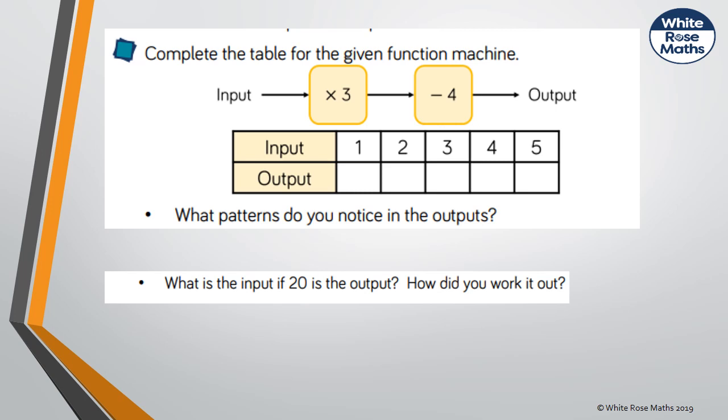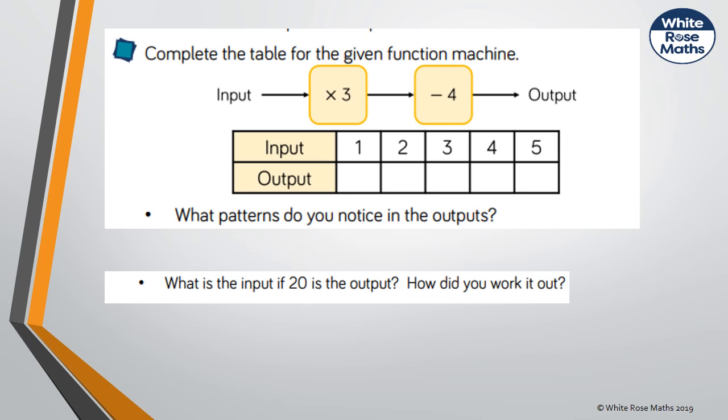Now I'd like you to have a go at completing the table for the given function machine. So you'll see the row on top where it says input, that tells us the number that we're putting into our function machine. This function machine multiplies by 3 and then subtracts 4. What will the output be? I'd like you to write down the function machine and the table onto your paper and then complete the table. Once you've done that, answer the following questions. What patterns do you notice in the outputs? What is the input if 20 is the output, and how did you work that out?